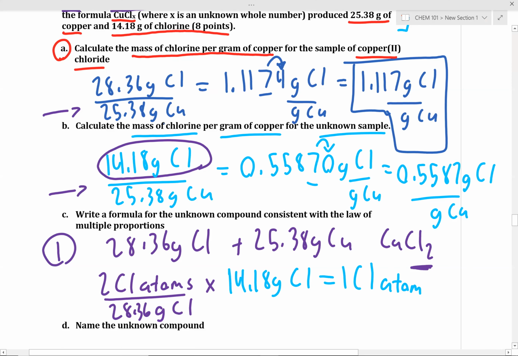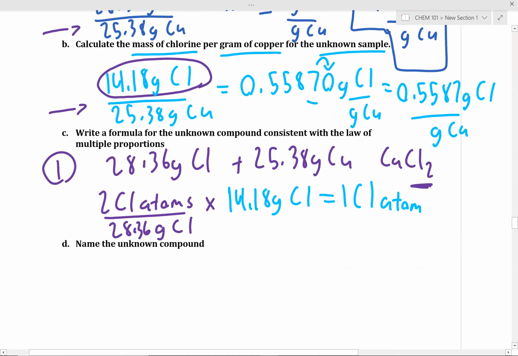So we'd write this as Cu, and then how many chlorine atoms did we calculate? 1, so it would be CuCl. Does that logic make sense to everyone?